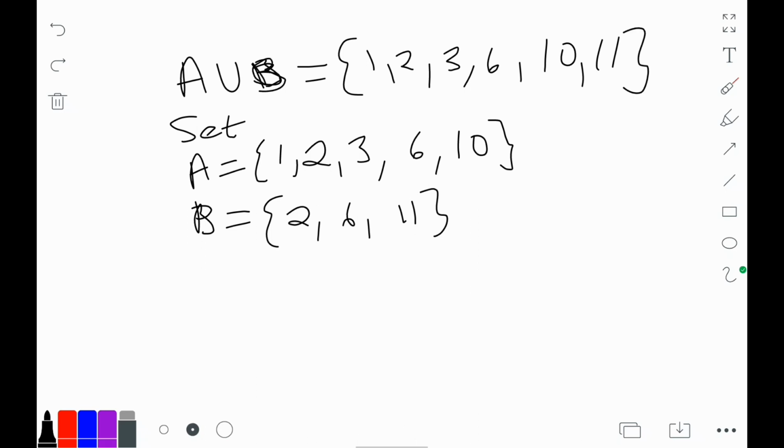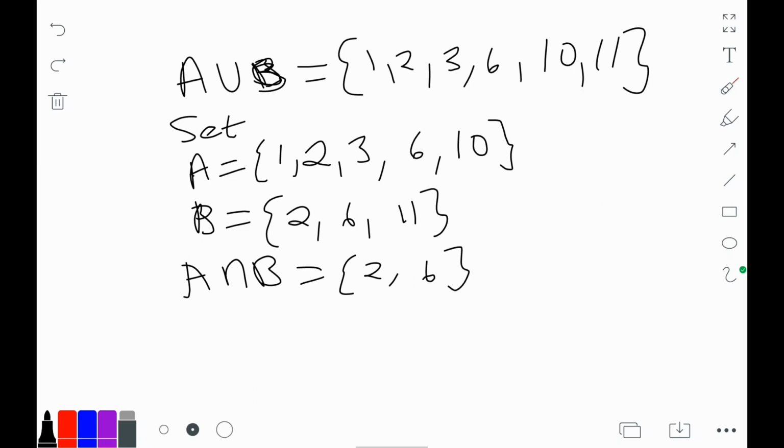So if we have to find A intersect B, it is the things that are in both A and B. If something is not in B or not in A, you don't write it. 1 is not in B, so you don't write it. 2 is in A and B, so it's in the intersection. 3 is not in B. 6 is in A and B, so you write 6. 10 is not in B and 11 is not in A. So the intersection of A and B is 2 and 6.